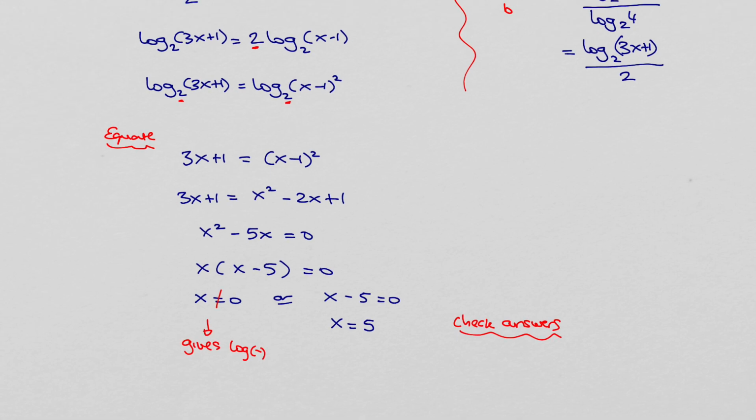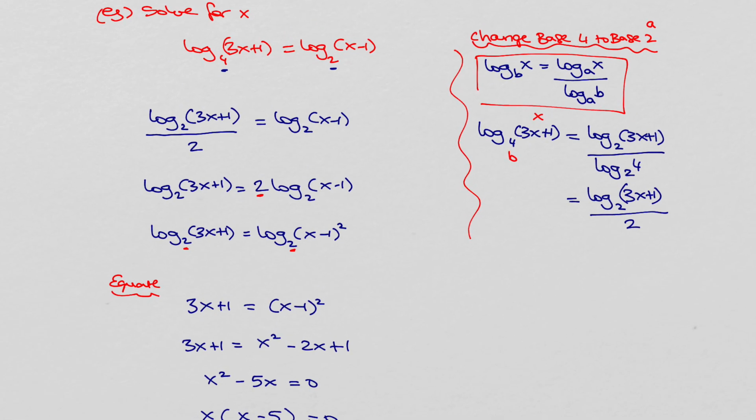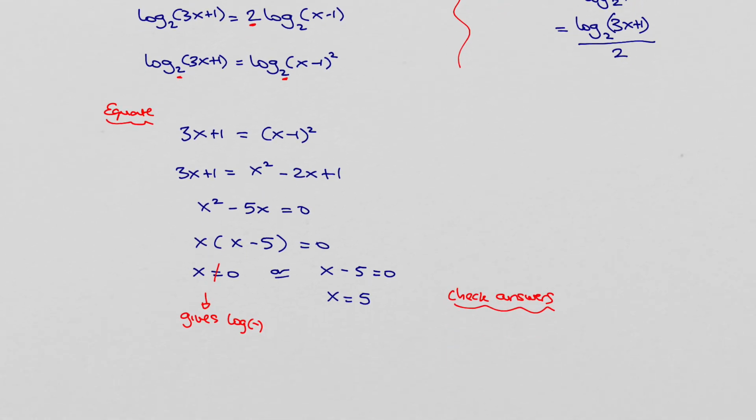And then if I check for x equals 5, well, on the left, if I put in 5, that gives me 5 times 3, which is 15, plus 1 is 16. So log 16 to the base 4 is fine. And on the right-hand side, if I put in 5, I get log 5 minus 1, which is log 4 to the base 2, which is also fine. So therefore, x equals 5 must be my solution.